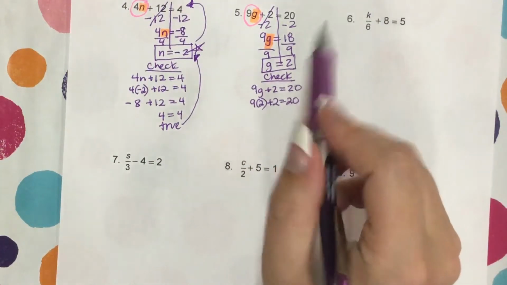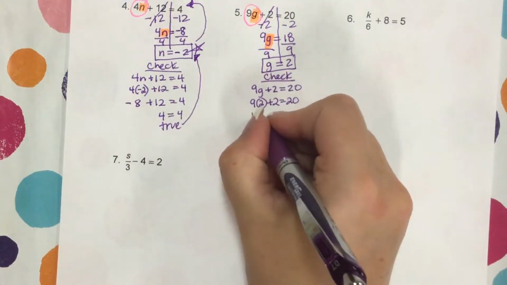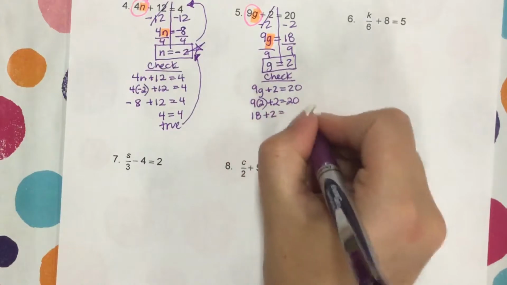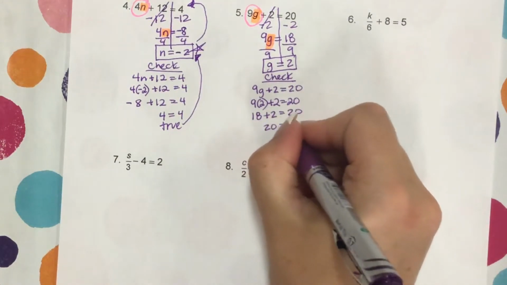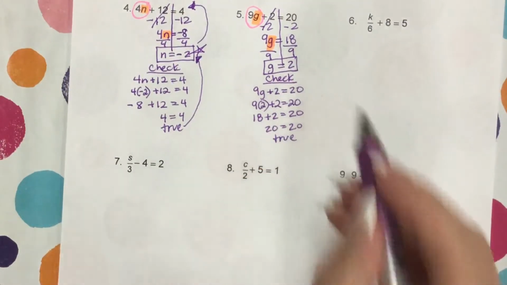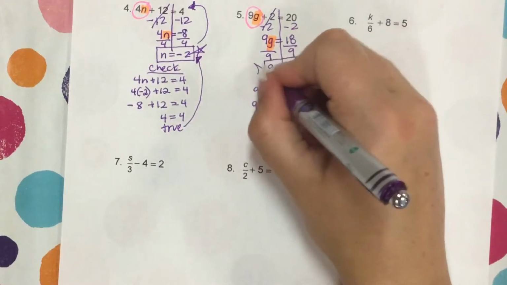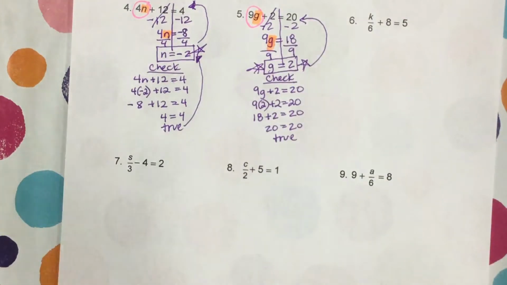And we're doing order of operations. So we have multiplication, we have addition. So 9 times 2 is 18 plus 2. 18 plus 2 is 20 equals 20. And that is a true statement, which means that this answer is correct. And this is the solution to the original equation. Perfect. On to problem number 6.